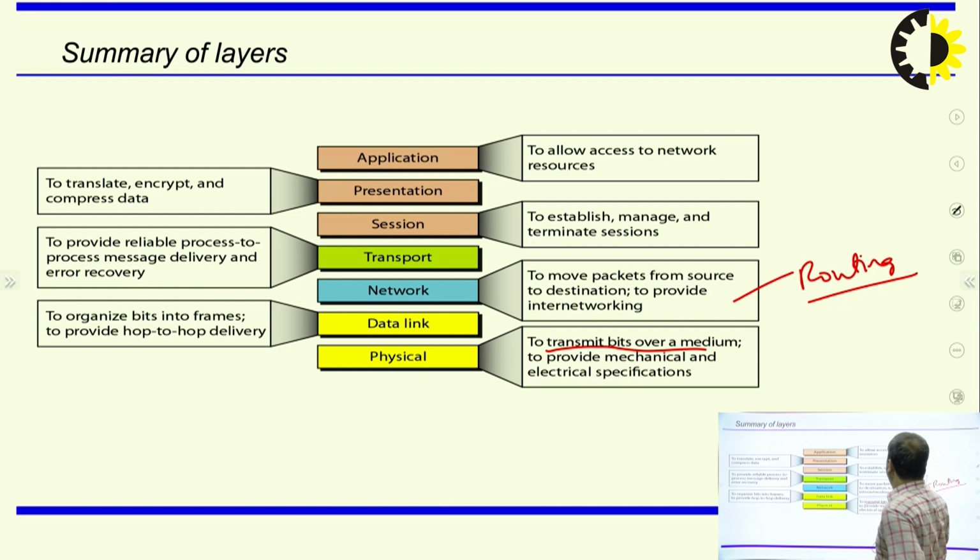Session layer is used to establish, manage and terminate sessions. Presentation layer is basically to translate, encrypt, that is, convert one form to another form, and compress, just to reduce the data. And the application layer is to allow access to network resources. I mean, how the user interacts with the system, that is the job of the application layer.